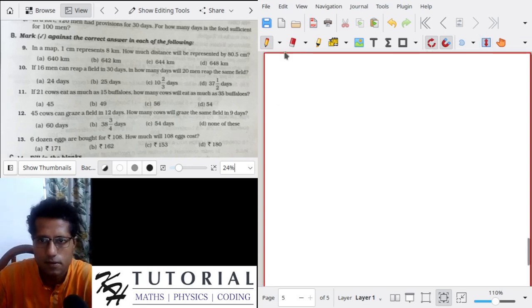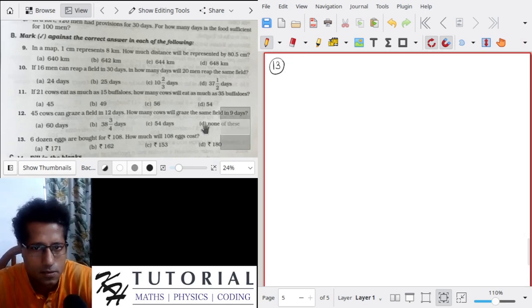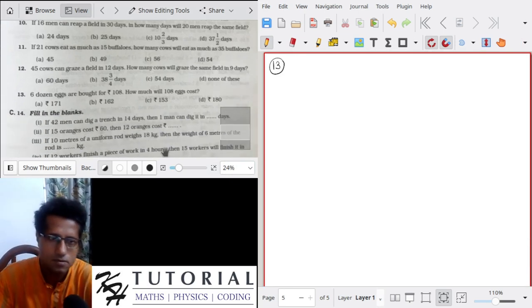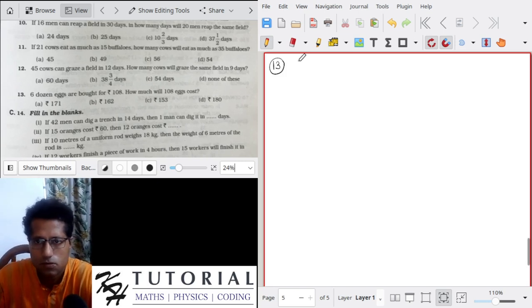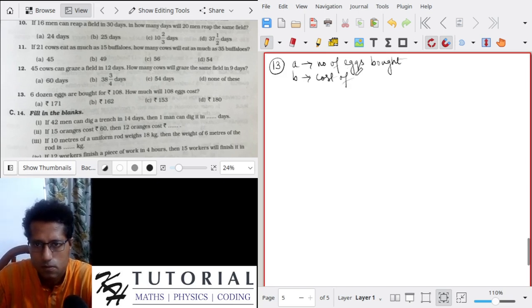Let's do question number 13. Question number 13 says that 6 dozen eggs are bought for rupees 108. How much will 108 eggs cost? So let A be the number of eggs bought, and B be the cost of the eggs bought.